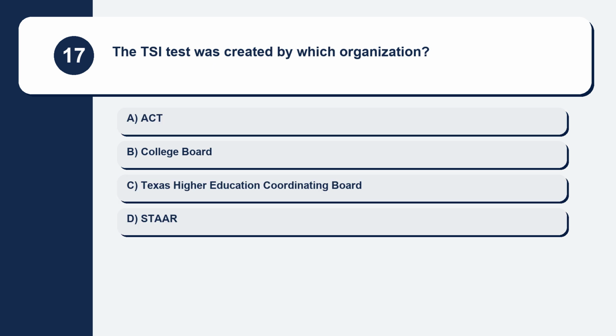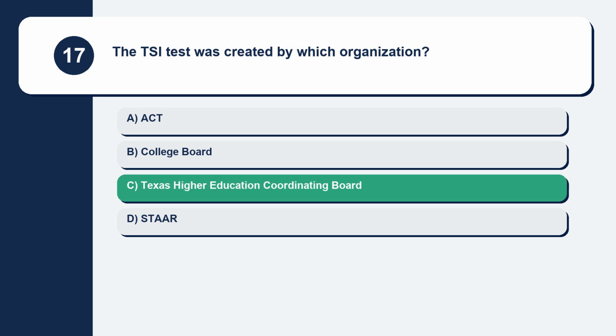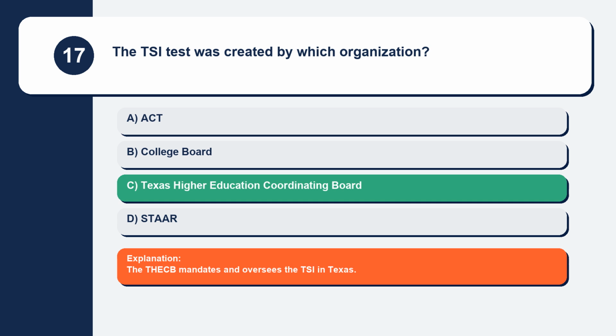Question 17. The TSI test was created by which organization? ACT. College Board. Texas Higher Education Coordinating Board. STAR. The THECB mandates and oversees the TSI in Texas.